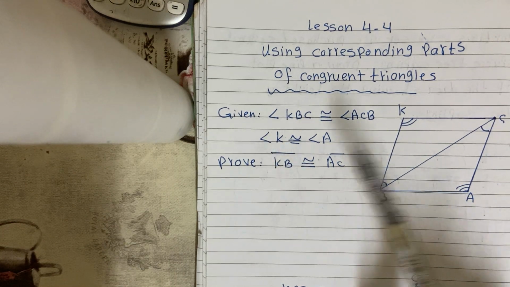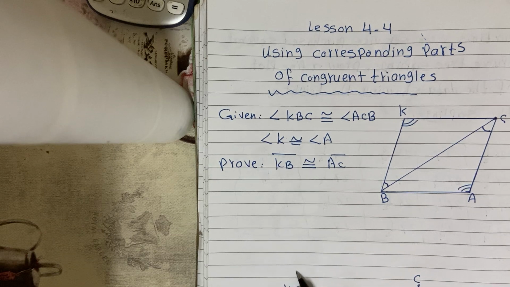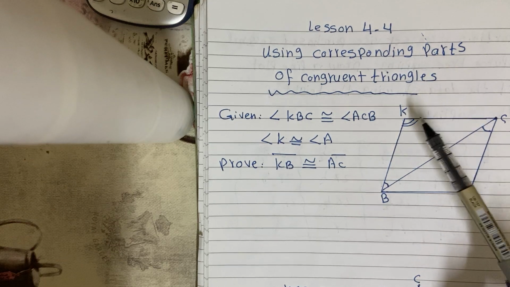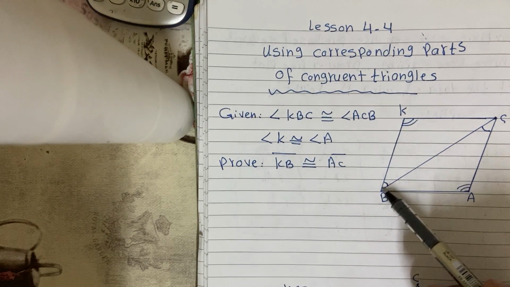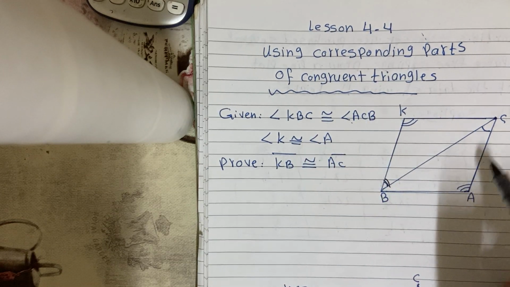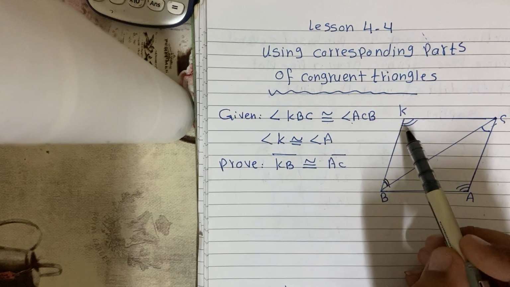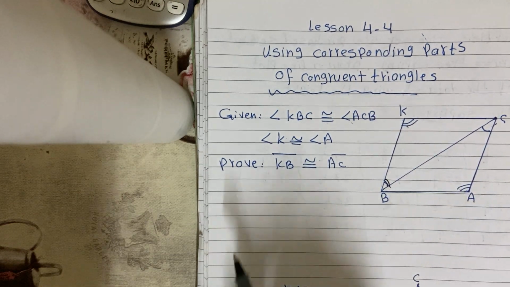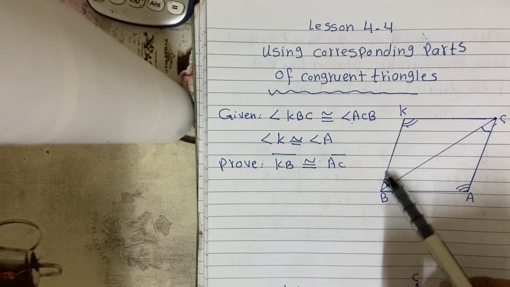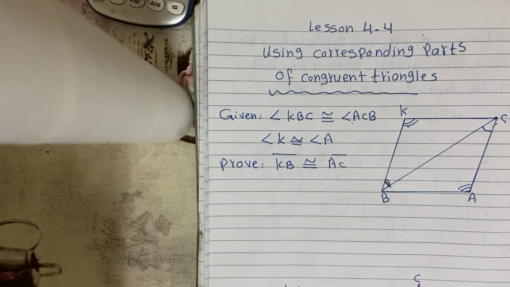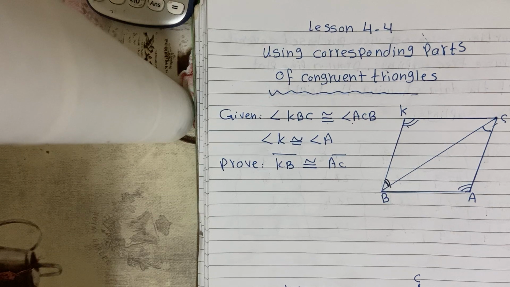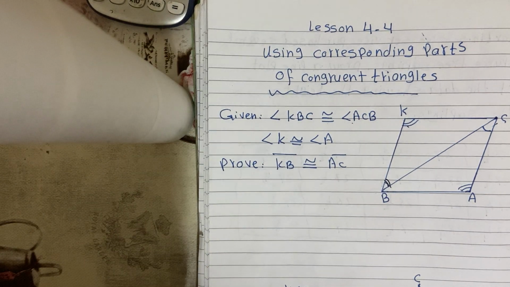Here we have a shape like that, and the given is angle KBC is congruent to angle ACB, and angle K is congruent to angle A. Prove that KB is congruent to AC. First, we need to prove that the two triangles here are congruent.